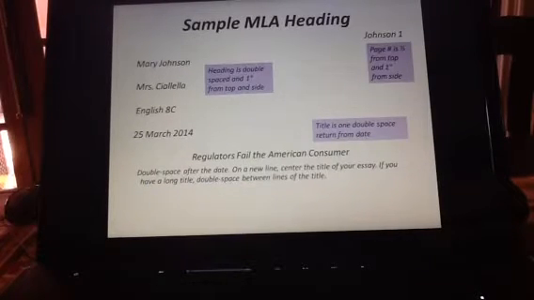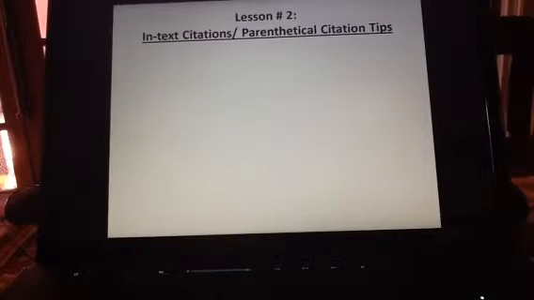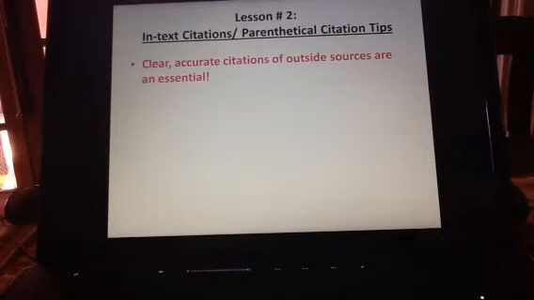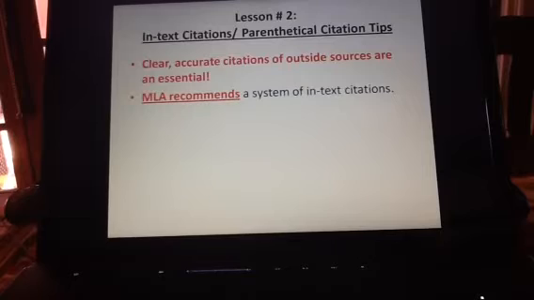Here's a sample heading. Again, you can look this up on your own. All right, so primarily I want to talk about the in-text parenthetical citations and how to go about finding how to cite your particular source, because a lot of this is about knowing where to find the information and knowing that you need to cite it. That's really, really important. So make sure that you have clear, accurate citations of outside sources. It's essential and required. MLA recommends this system of in-text citations, which I'll talk about in a second.